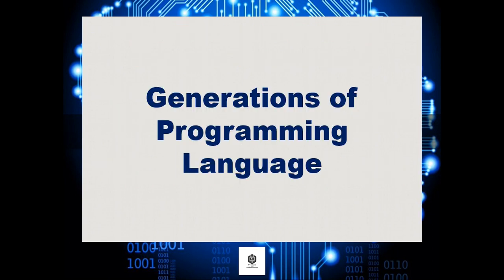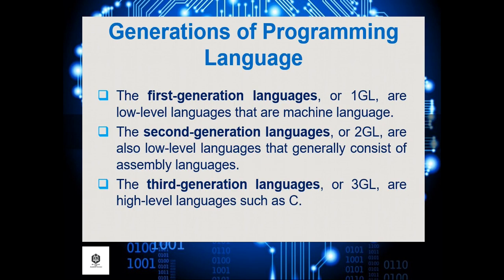Let's talk about generations of programming language. The generations of programming languages are the following. The first generation languages are 1GL or low-level languages that are machine language, followed by the second generation languages or 2GL, also low-level languages that generally consist of assembly languages. Next, the third generation languages or 3GL, which are high-level languages such as C.